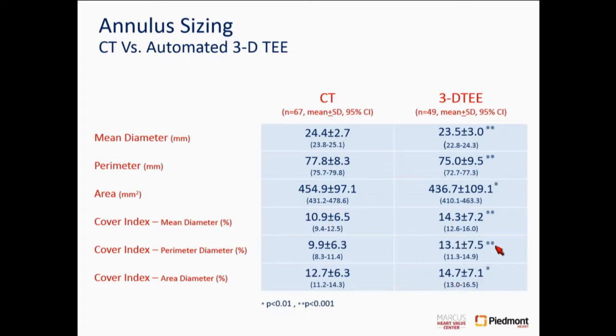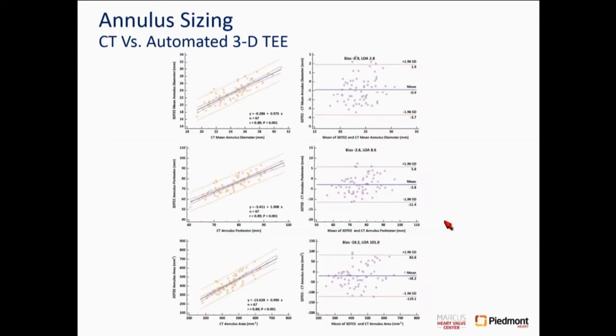But clearly, if you're going to use 3D TEE as your predictor for sizing the valve, we have to use a higher cover index number than we would use for CT. That's an important lesson to keep in mind. This is the correlation between CT and 3D TEE in those patients who had both techniques. Good correlation for mean diameter, perimeter derived, and area derived.